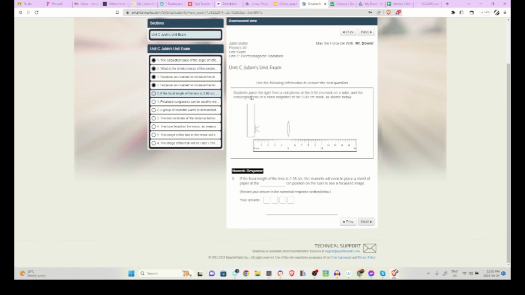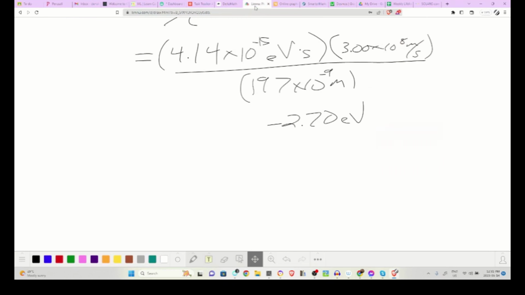So next, students place the light from a cell phone at the 0 centimeter mark on a ruler and a converging lens of a hand magnifier at the 5 centimeter mark. So we have our focal length. We want to know where we put a sheet of paper to see a focused image. So that means we have a 5 centimeter object distance and a 2.98 centimeter focal length.